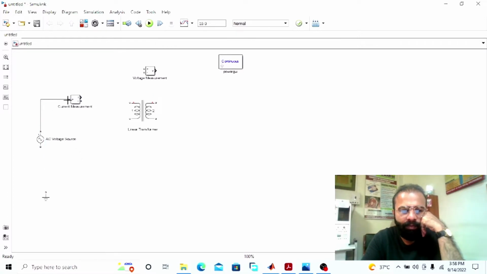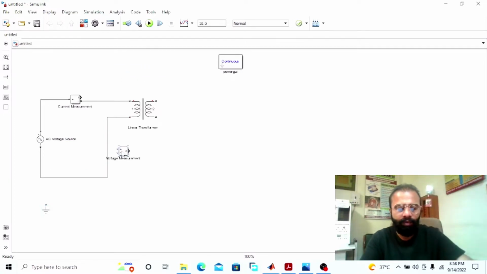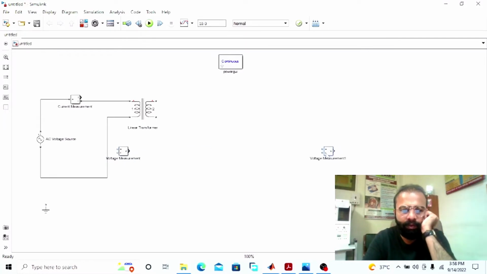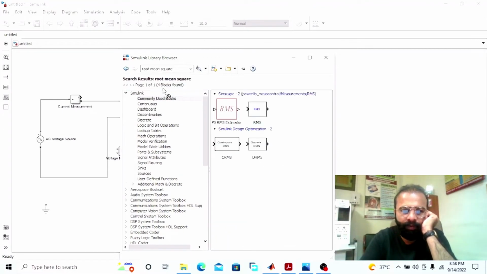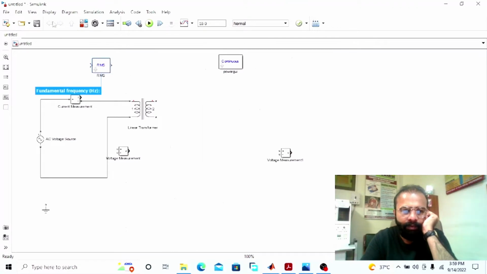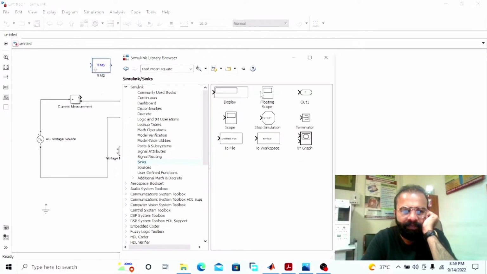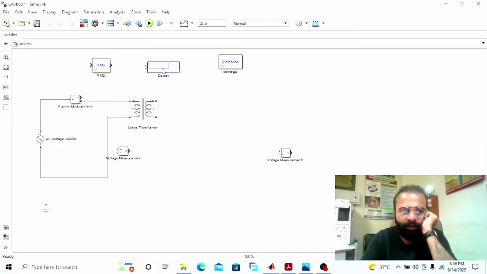Now connect this ammeter in series with the primary winding of the transformer. Now here this primary winding can be called the LV winding. Now this is the voltmeter. Again, we need another voltmeter. Now we need the root mean square value block. Now also we need a display.